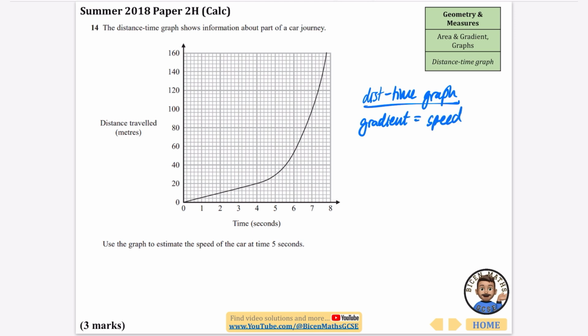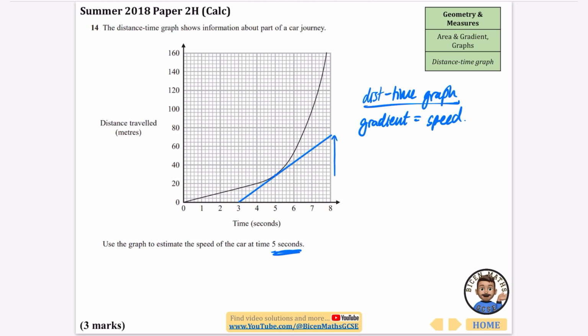So I'm going to try and find out the gradient at time equals 5 seconds. In order to do that, you have to draw on a straight line that's a tangent at 5 seconds, at that point that I'm aiming for. So I think it's probably going to be something a bit like this. I might need to move it so that it just touches it at that point. That's what we mean by a tangent. And then all we're going to do is find the gradient of this line.